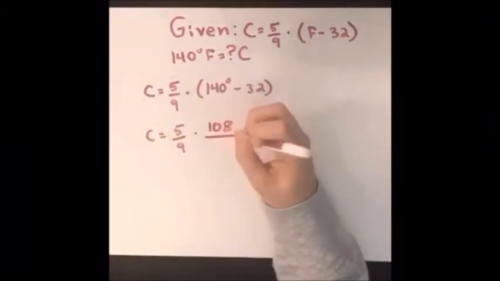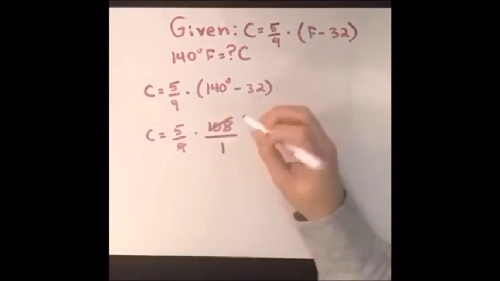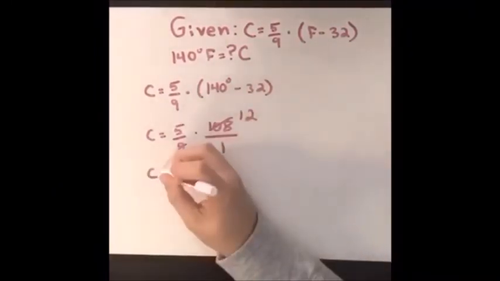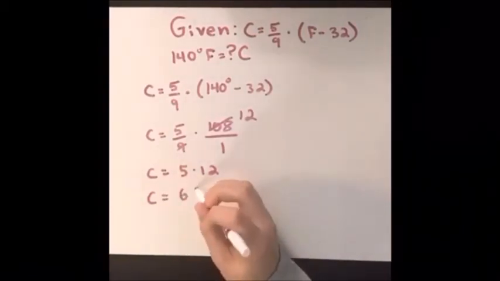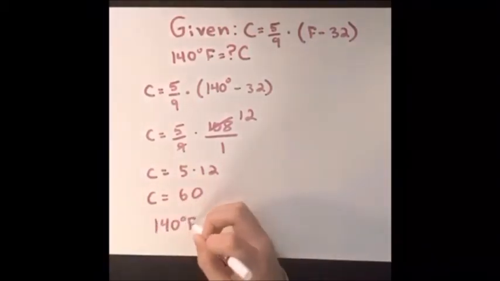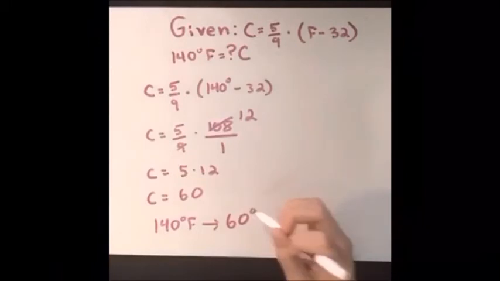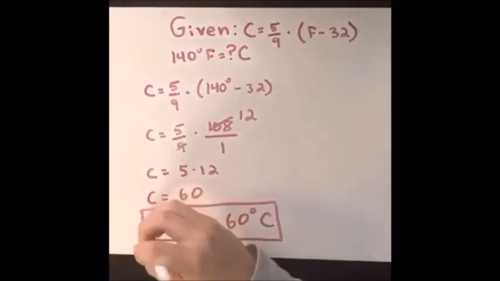Now you end up with 5 over 9 times 108 over 1. So you can simplify it. 108 divided by 9 equals 12. So you end up with 5 times 12, which equals 60. So 140 degrees Fahrenheit is the same as 60 degrees Celsius.